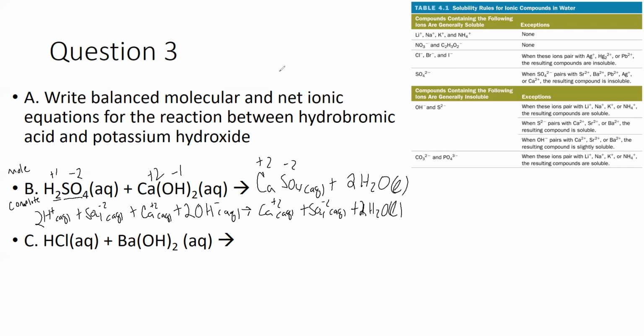Get out my red pen. What's the same on each side? Well, SO4, SO4, Ca, Ca. Our net equation is just very much like the equation for A because it's acid-base. 2H+ aqueous, 2OH- aqueous makes 2 water, liquid.